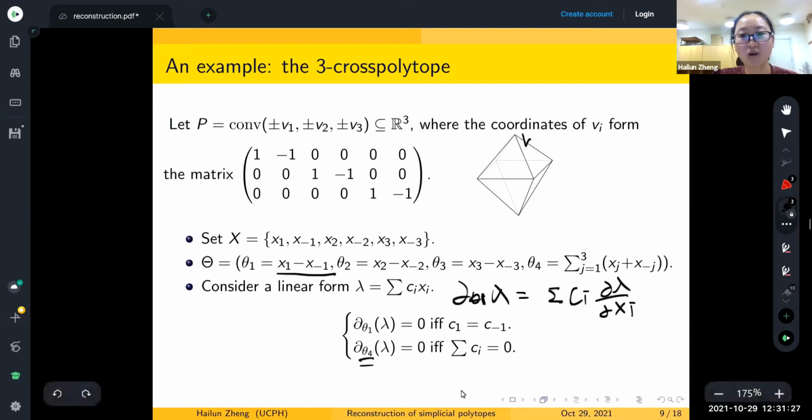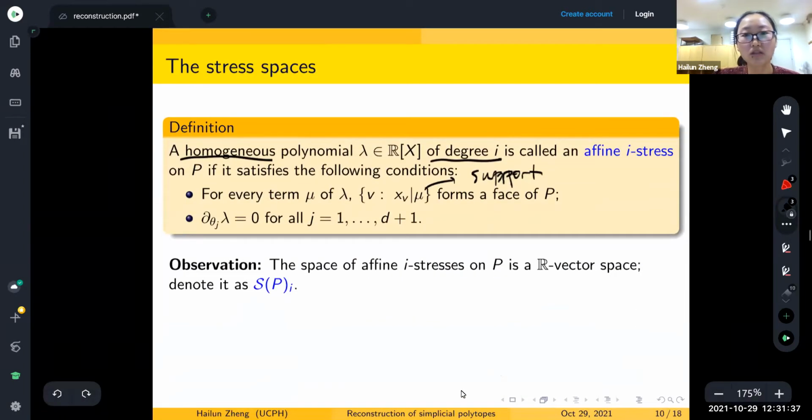So this is V1 and this is minus V1, right? And then we know that here there's no edge in between them. So this line segment is actually in the interior of the polytope. So it really means that here lambda does not contain anything that looks like x1, x minus 1. So this is not possible for my 3-cross polytope.